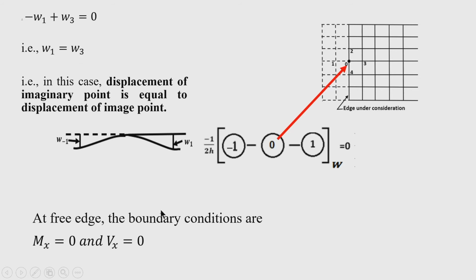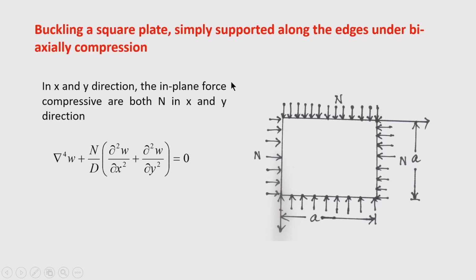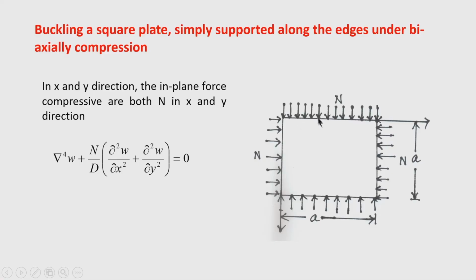At the free edge, of course, the boundary conditions are bending moment equal to 0 and shear force equal to 0. Now, let us consider a buckling of a square plate simply supported along the edges under biaxial compression. So, we take a square plate just to illustrate the application of this method. The compression is along the x direction and along the y direction, both are the same amount, and there is no membrane shear, there is no shear load. So, shear buckling is not considered here.